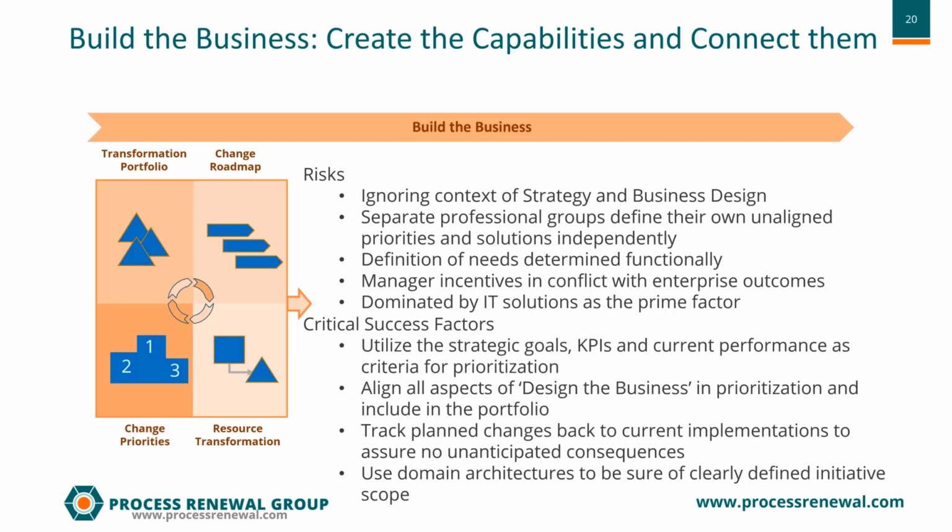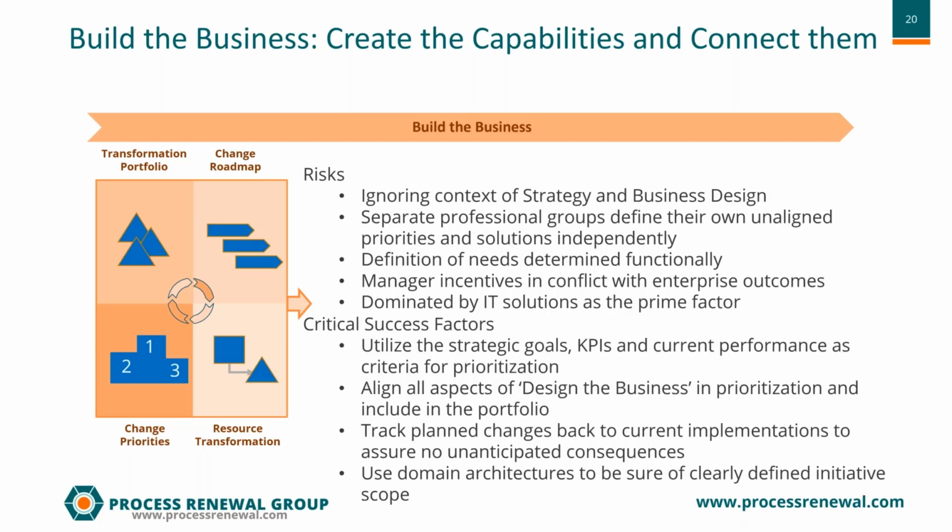So the risks here: we ignore the strategy. We just do what the loudest person in the room wants, and it's not connected to delivering value. The value connection has got to be there. And quite often it's dominated by IT needs to build something as opposed to worrying about the other domains. So if we want to get it right, we have to really make sure we have the right models in place and show how they interconnect.